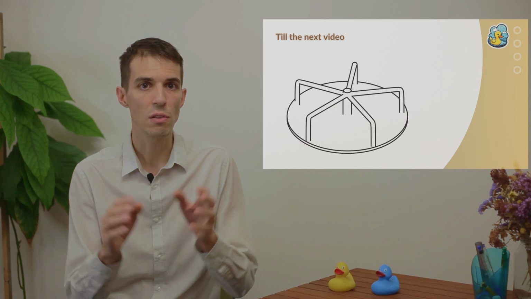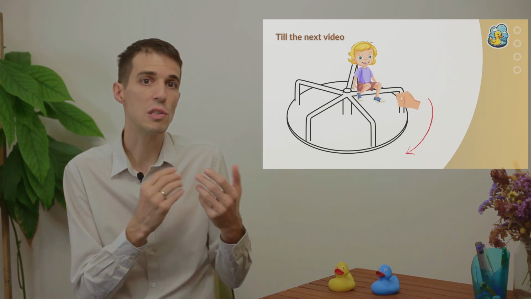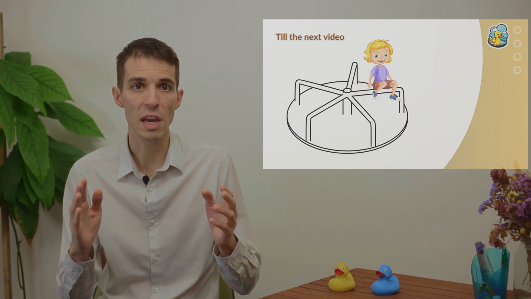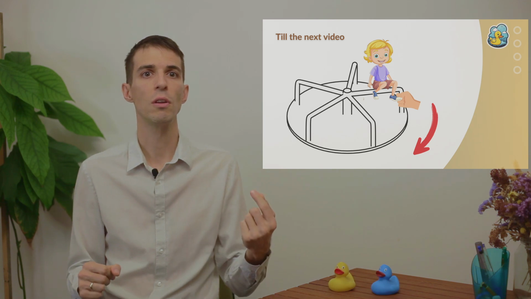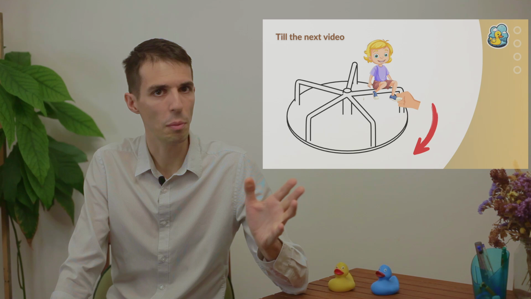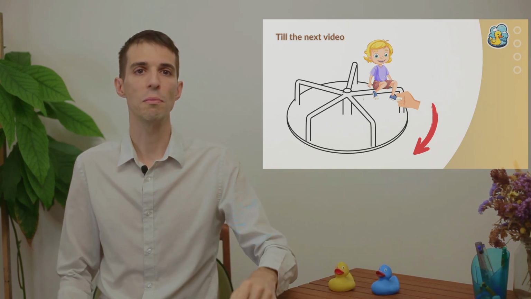Till the next video, let's think about something fun. Imagine being on a merry-go-round. If you sit near the center and ask your friend to spin you, it's easy for your friend. But what happens when you move out towards the edge? It gets harder to turn. Why does that happen? I guess you didn't gain much weight while sitting on the merry-go-round. This is due to a concept called moment of inertia.